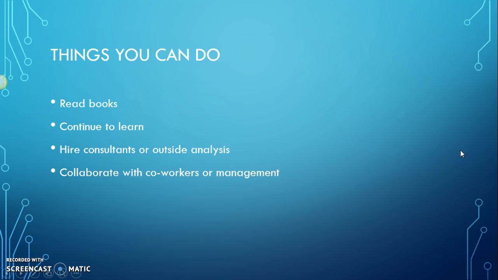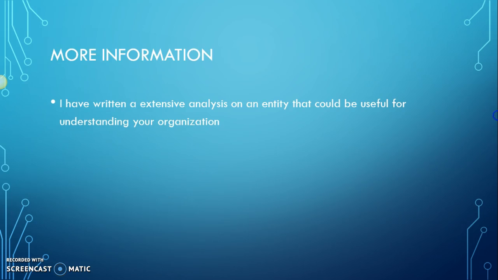Now, things you can do to help with organizational design is reading books. An example is our textbook that I've been reading and learned a lot from. You can continue to learn by taking classes, or another great help is getting help from outside. You can hire consultants. You can have people look at your organization. You can do the OCAI assessment, which we completed in this class. You can collaborate with coworkers and management. You can sit down and have a meeting discussing organizational design. If you do not feel that your organization is doing what you think it could be doing, you should communicate with your coworkers, and you can probably improve your company.